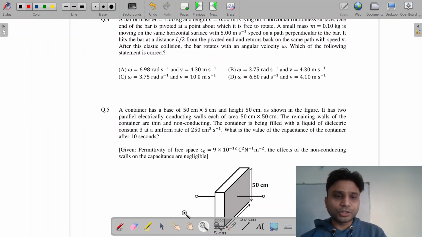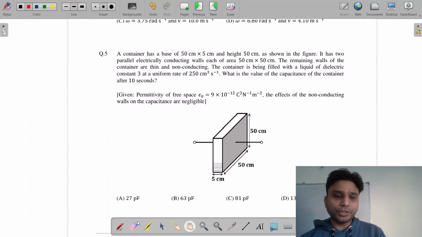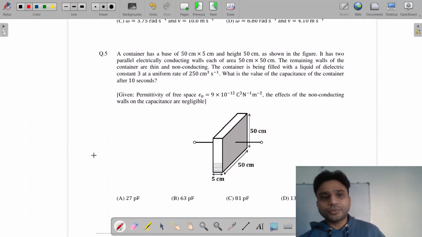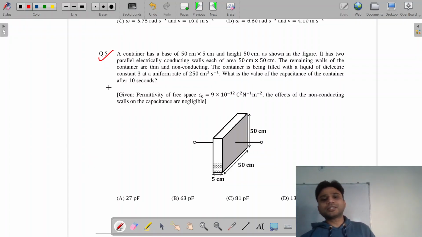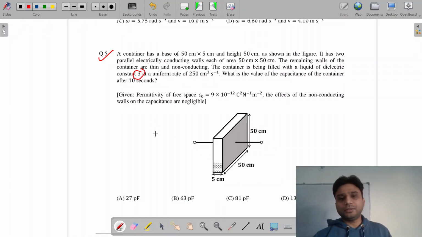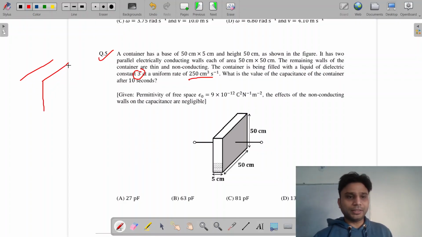We are going to discuss question number 5 of JEE 2023 paper 1. In this question we have a capacitor. In this capacitor the fluid of some dielectric constant 3 is rising at this rate. So the volume rate at which the fluid is introduced is given to us. If I were to visualize how this is happening, it would be something like this.